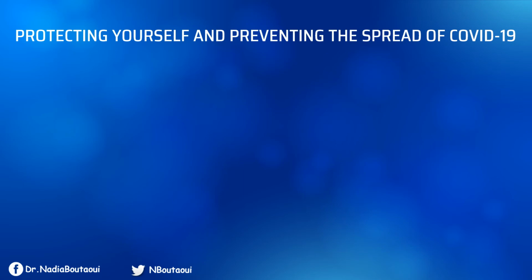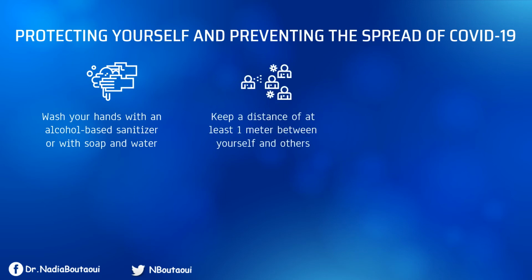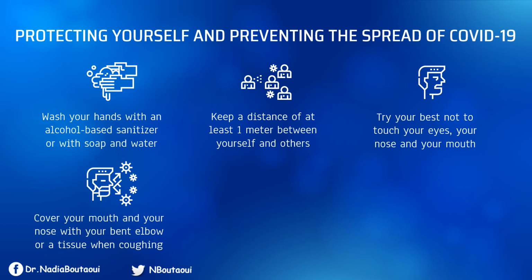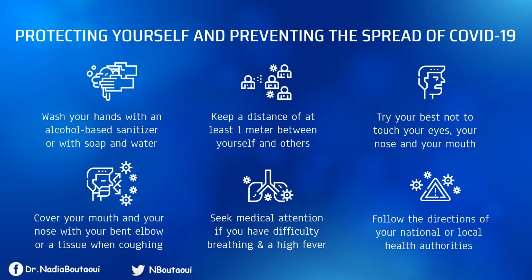So to protect ourselves and loved ones and prevent the spread of COVID-19, we'll still need to keep washing our hands, keeping our social distance. Try our best not to touch our eyes, nose, and mouth, as well as covering our mouth and nose with a bent elbow or tissue when coughing, seeking medical attention if you're having difficulty breathing or a high fever, as well as following the directions of the national and local health authorities.